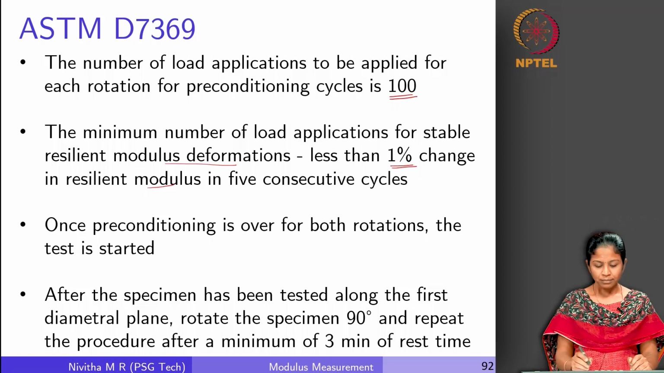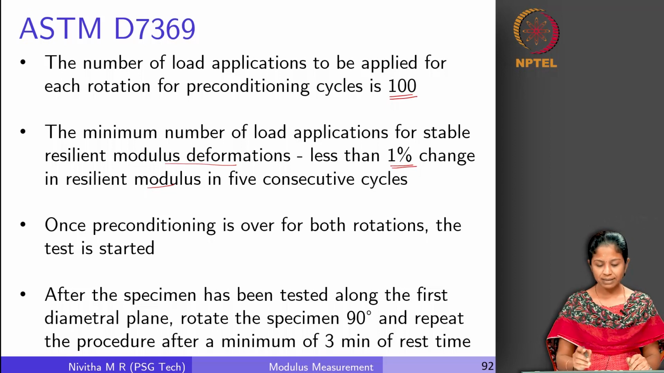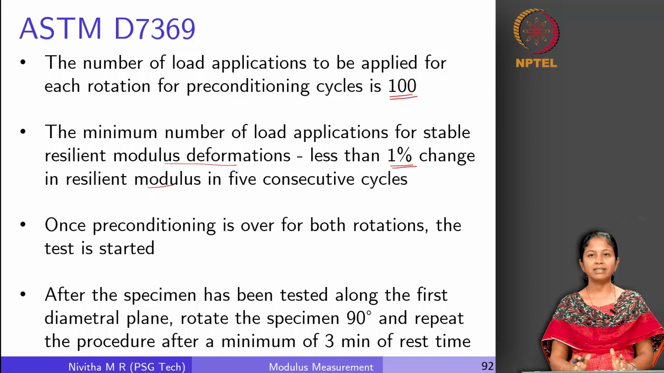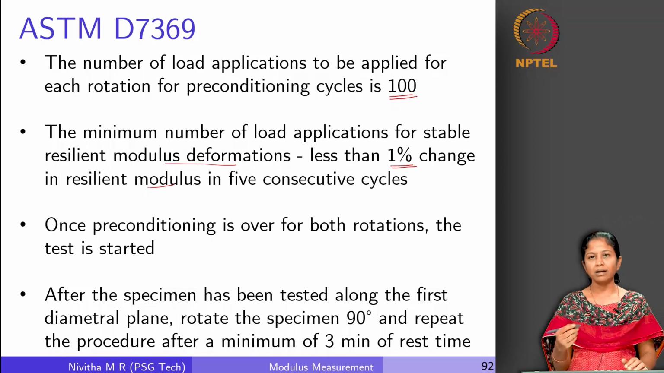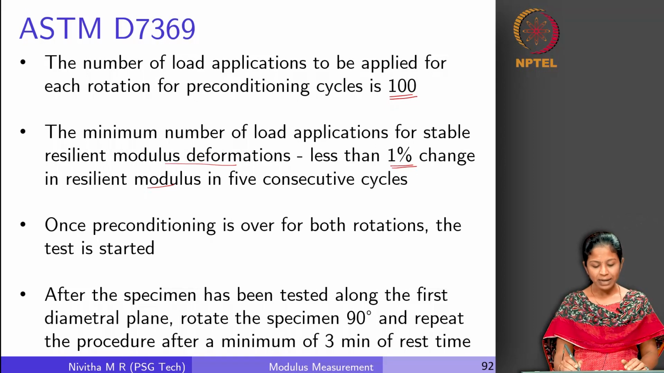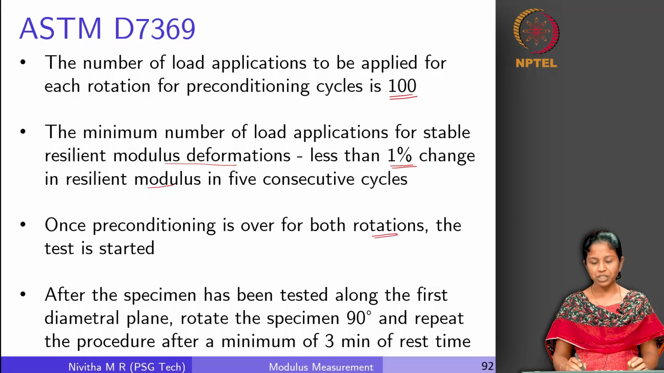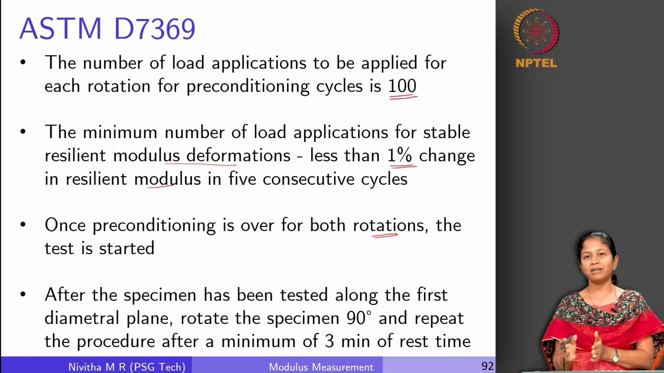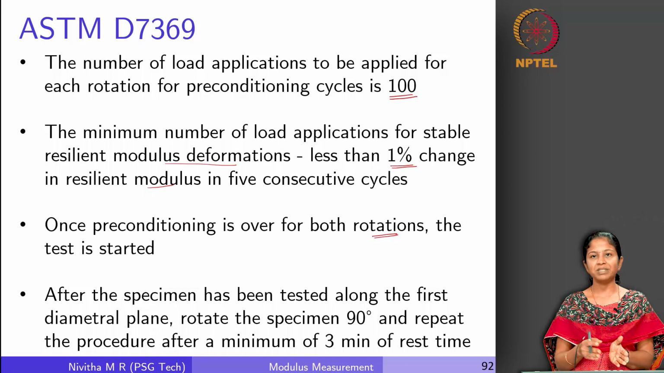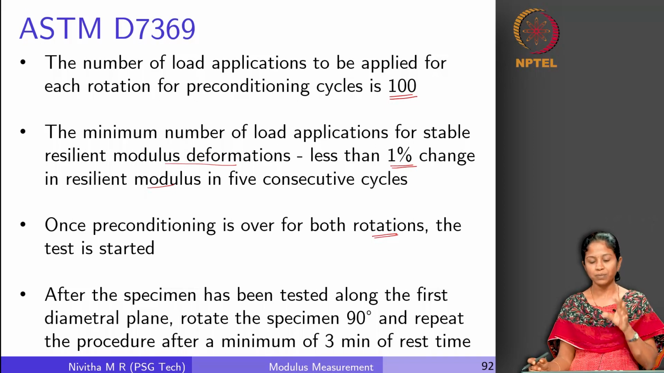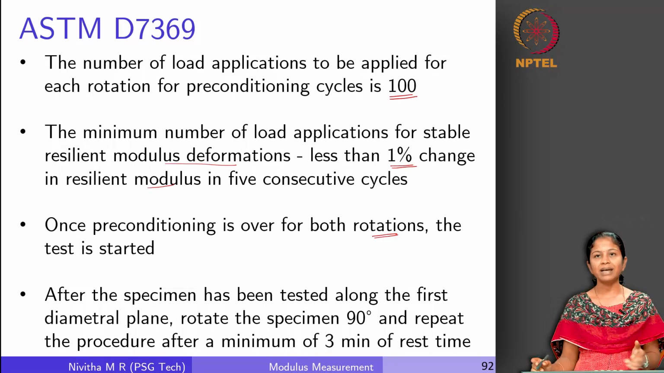for bitumen, right. So we identify this condition when it reaches the resilient state, and then we use the values for calculations, right. So once this preconditioning is over for both the rotations, that is we reach a resilient state wherein the variation in resilient modulus is less than 1% for 5 consecutive cycles. So once we reach that resilient state, we start the actual testing.